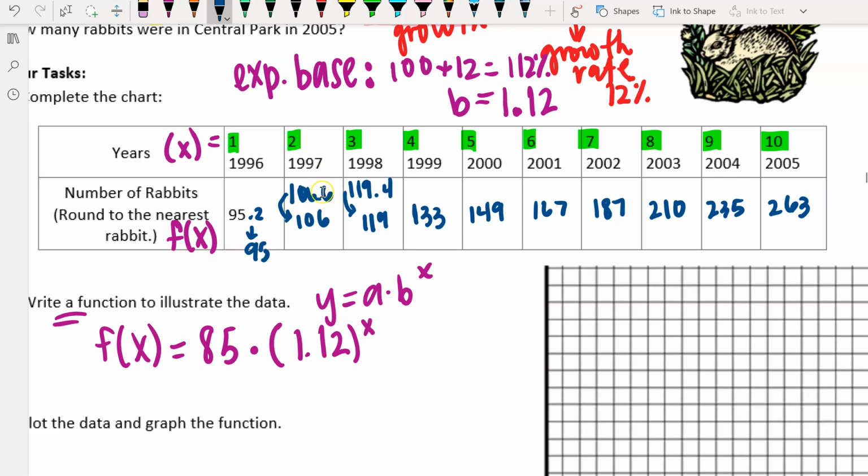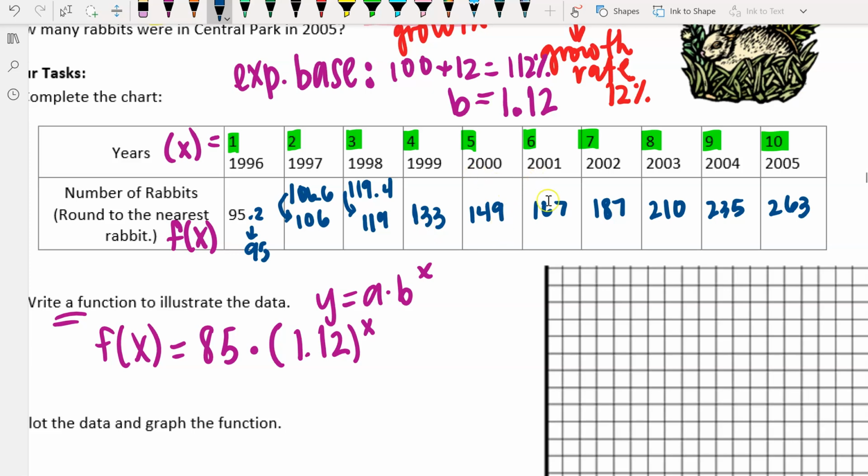Where is the other part of the rabbit coming from? So we're going to round down to 106. Same thing with year 3. We get 119.4. Again, we can't round up. We need to round down because we can't have 0.4 of an animal.